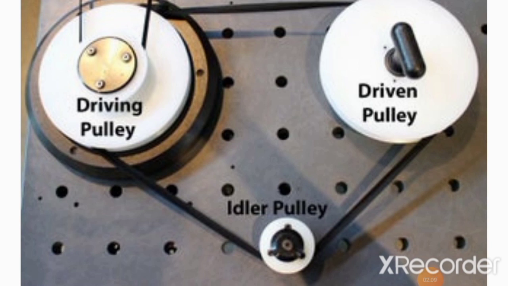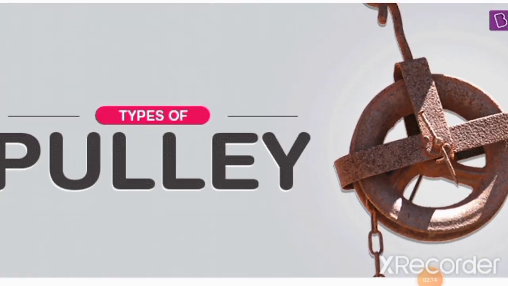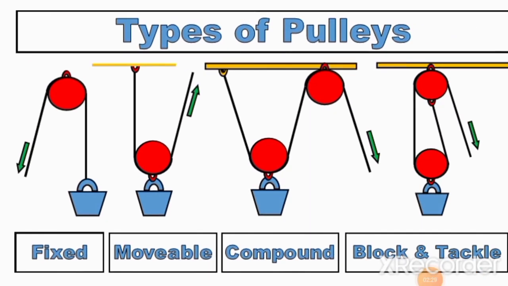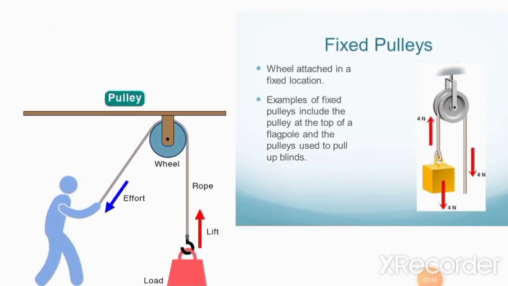The different types of pulley include the fixed pulley, the movable pulley, the compound pulley, and the block and tackle pulley. But note that the compound pulley can also be considered as a block and tackle system. So the fixed pulley has the wheel fixed in one place, so that by moving the rope, the object on the other side can be lifted.